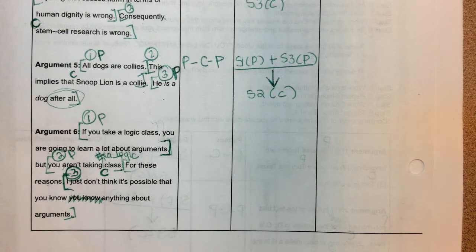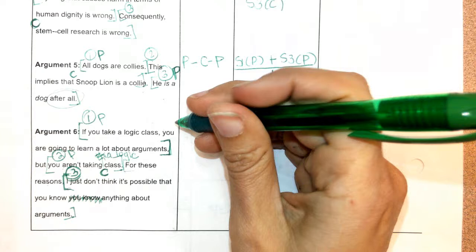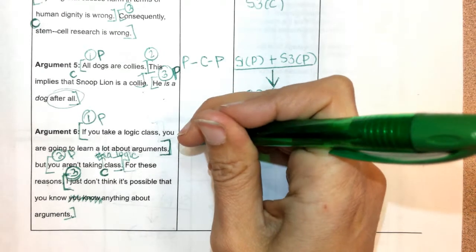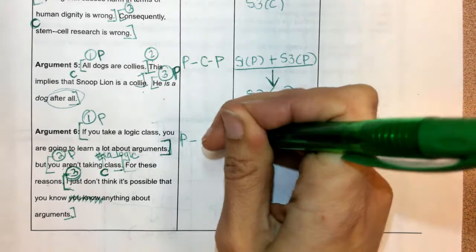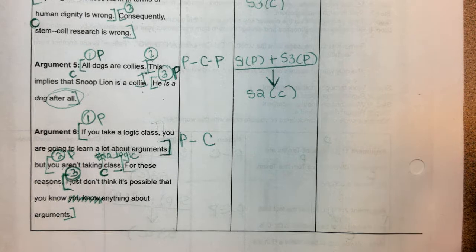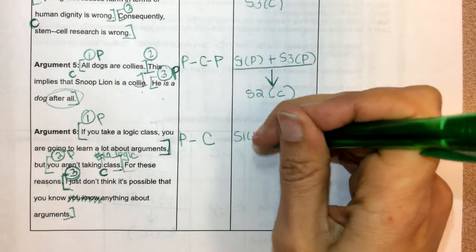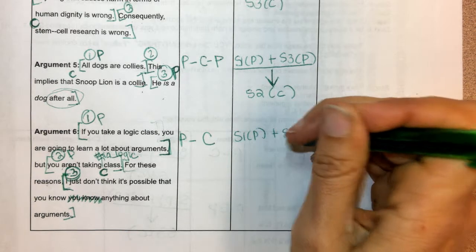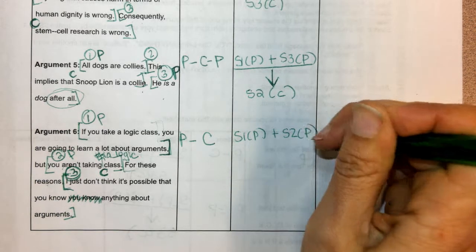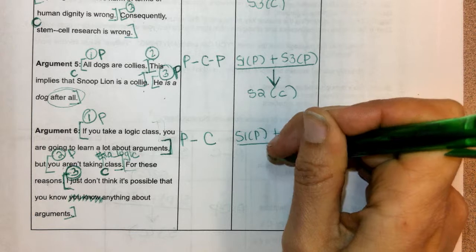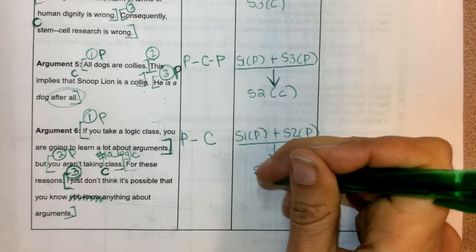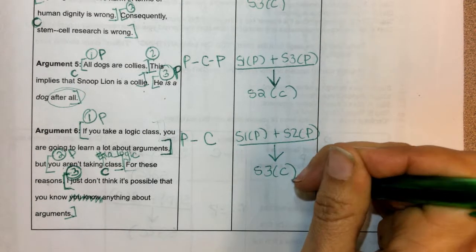Again, we're not clarifying, so we're not getting rid of excess verbiage or anything like that. So the pattern would be P, P, C, and the argument diagram would be S1, a premise, plus S2, a premise, are used to support S3, a conclusion.